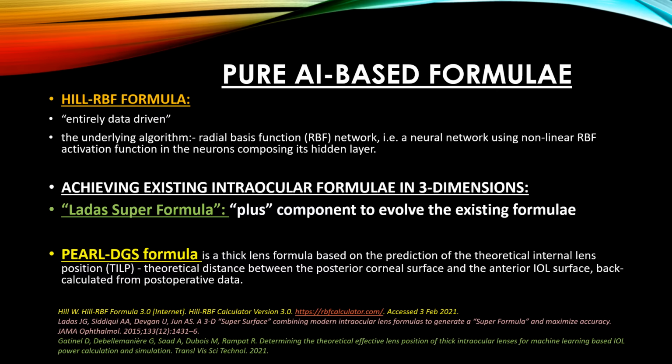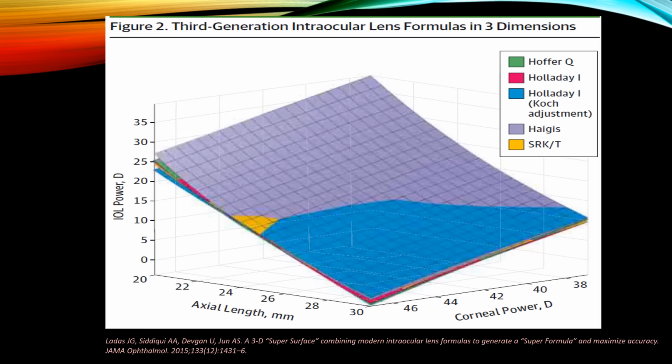Then also we have a very good modality where we can achieve existing intraocular formulae in 3 dimensions. So there was something known as the Ladas super formula. In this Ladas super formula, there was a plus component to evolve the existing formula. For example, we can see here, these are the third generation intraocular lens formulae in 3 dimensions. So we are having so many formulae.